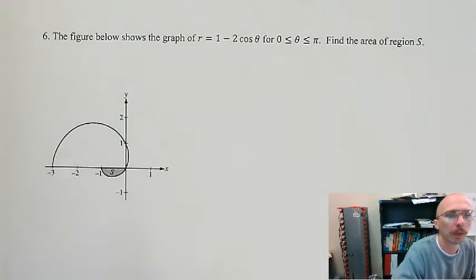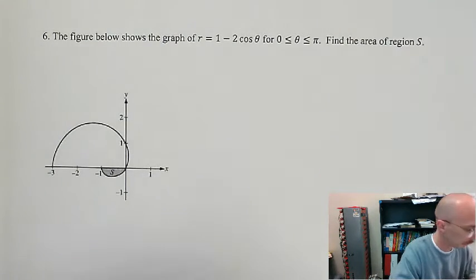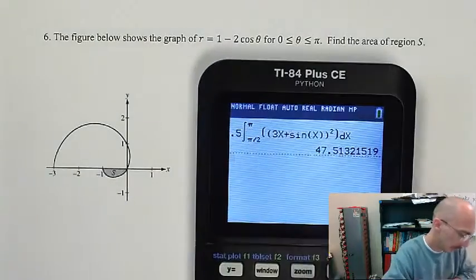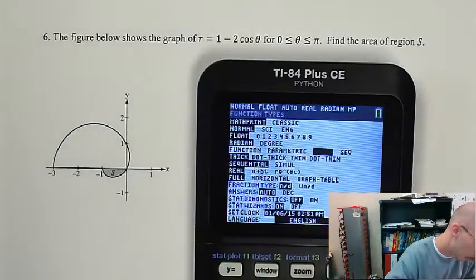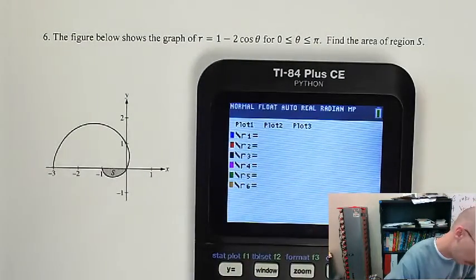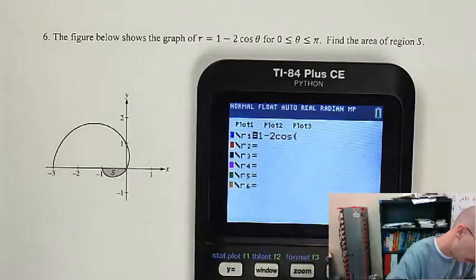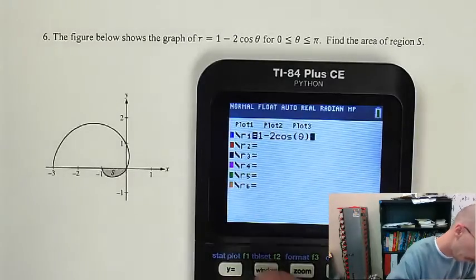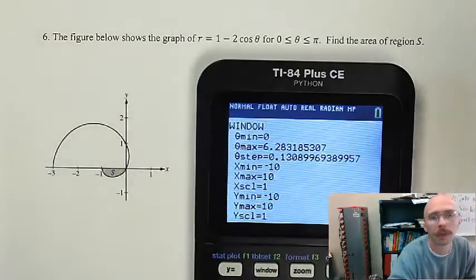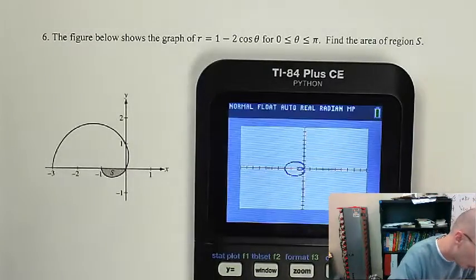All right, area of region S. This one is a little tricky. It's like, what are the theta bounds? It doesn't tell me, so you're going to have to do a little bit of work to find them. So we go back over here to polar. Let's look at 1 minus 2 cosine theta. Okay, our window is 0 to 2 pi, so I should be able to figure this out, right? Okay, we're going to graph it, and that's interesting.